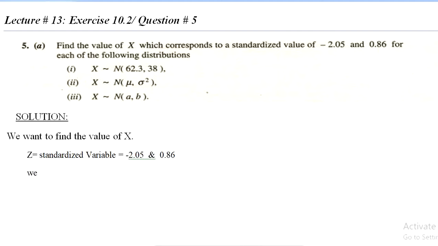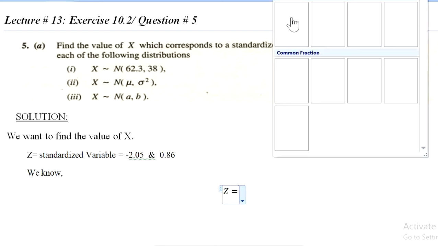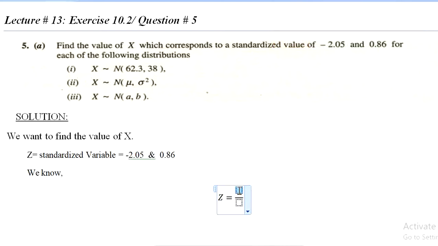So I'm going to write it as we know: Z is equals to x minus mu divided by sigma. This is the general formula of z, random variable. Alright, so as we know, this is the only formula that contains both x and z. We have z and we want to find the value of x.